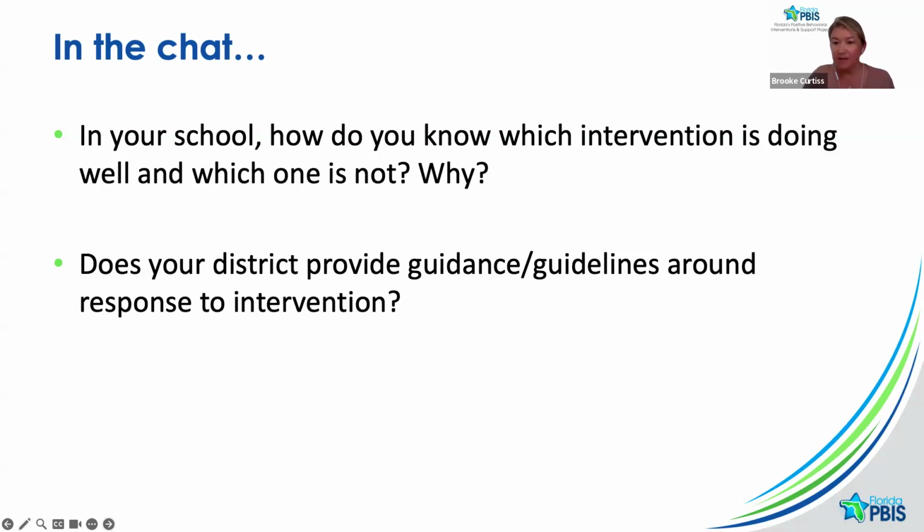We got another response coming in: collecting data to see what's the function of the behavior, then matching that function with the intervention to meet the needs, progress monitoring, receiving feedback, as well as observing the interventions taking place to see student engagement, decrease in student behaviors, decrease in discipline data. All right. Thank you all for sharing.